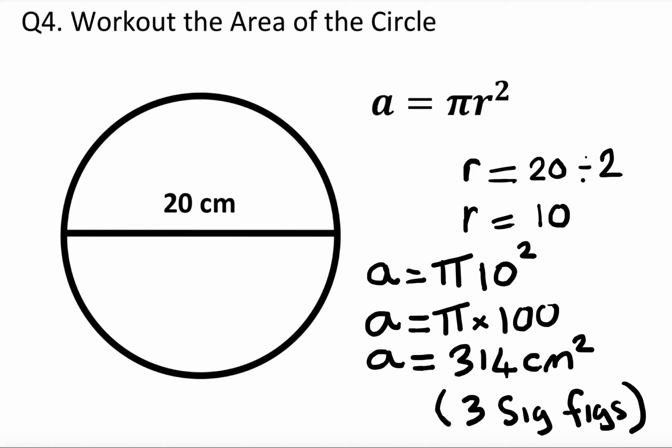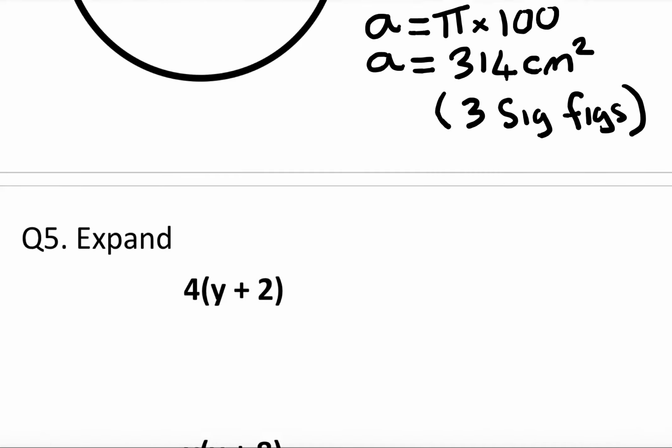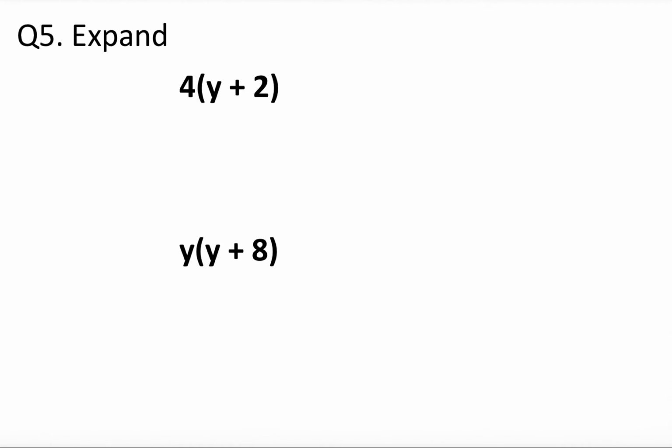I hope you can follow that. Remember your formula for area is A equals pi r squared. Remember how to get the radius, and you're away. Let's move on to the next question, which is question 5.